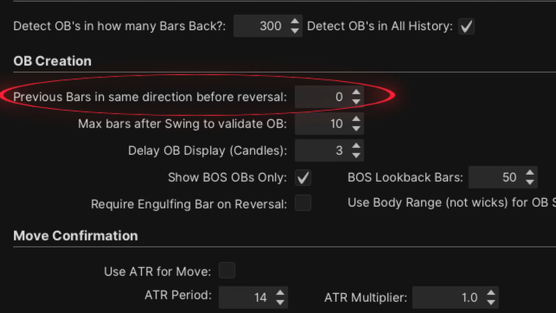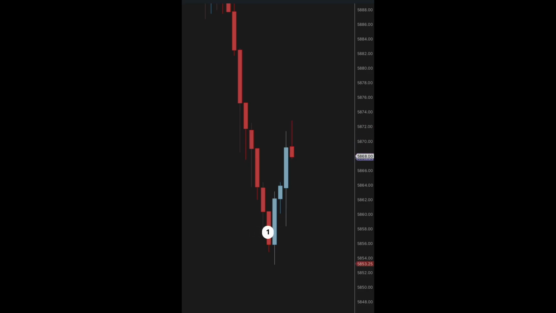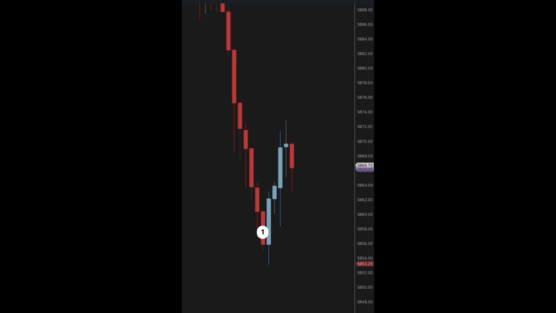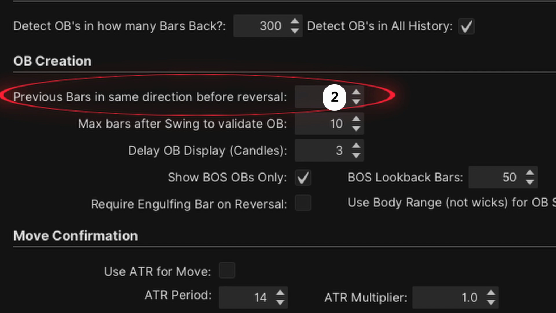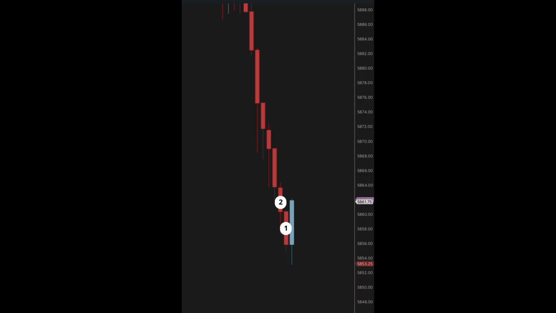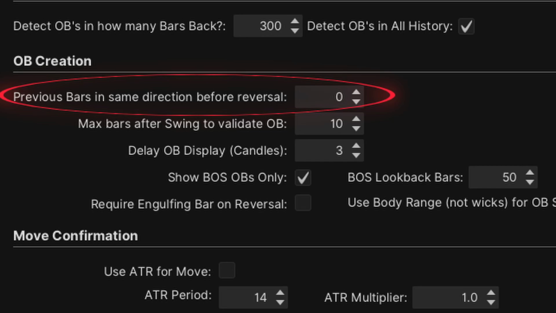If we only have it set to 1, then we only need 1 down candle before an up candle to consider it an order block. If we had it set to 2, then we'll be looking for 2 consecutive red candles, then a green candle, for it to be an order block. So this can be useful. Obviously, the more you put in here as previous bars, the fewer order blocks you will see, but the potential may be stronger for that order block to hold.